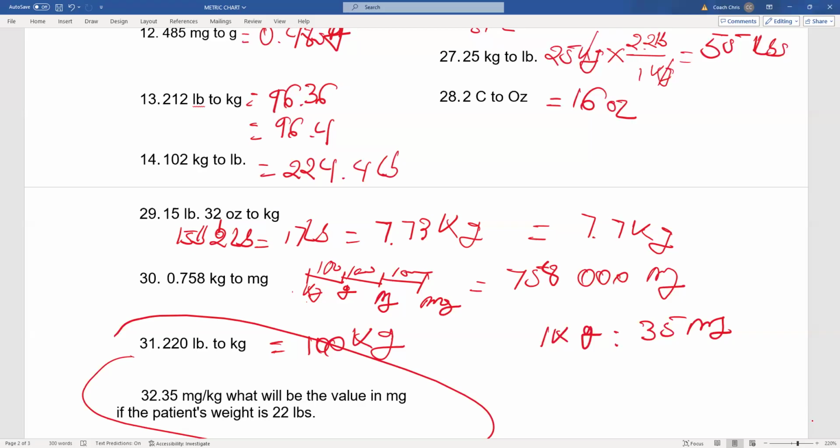Since we have a pound, I have to convert pound to kilogram first. I have to take the pound divided by 2.2. Once you do 22 pounds divided by 2.2, now you have 10 kilogram. So now you know if the person that weighs 1 kilogram gets 35 milligram, if that person weighs 10 times that value, you're going to have 35 multiplied by 10, which gives you 350 milligram. All right?